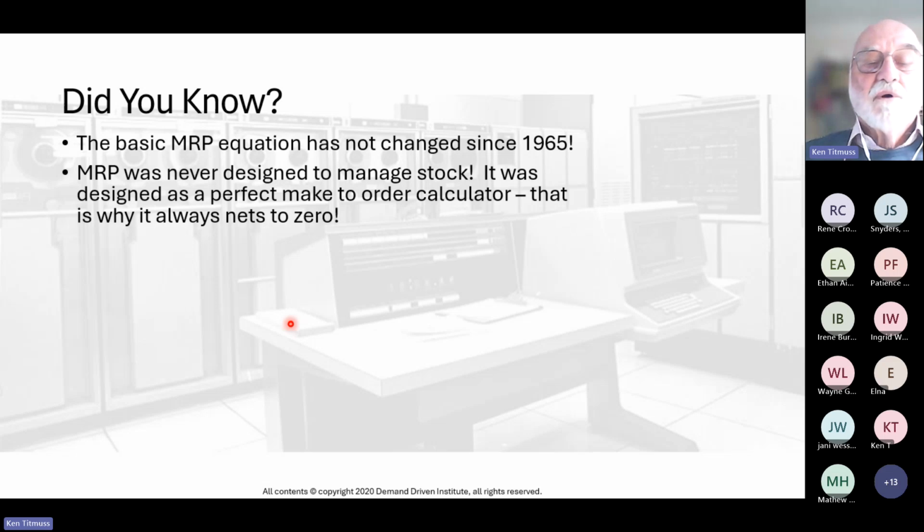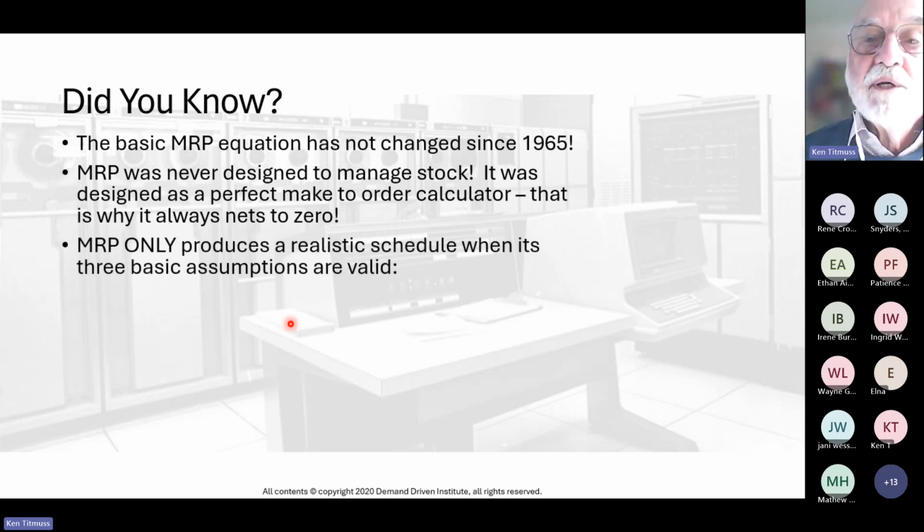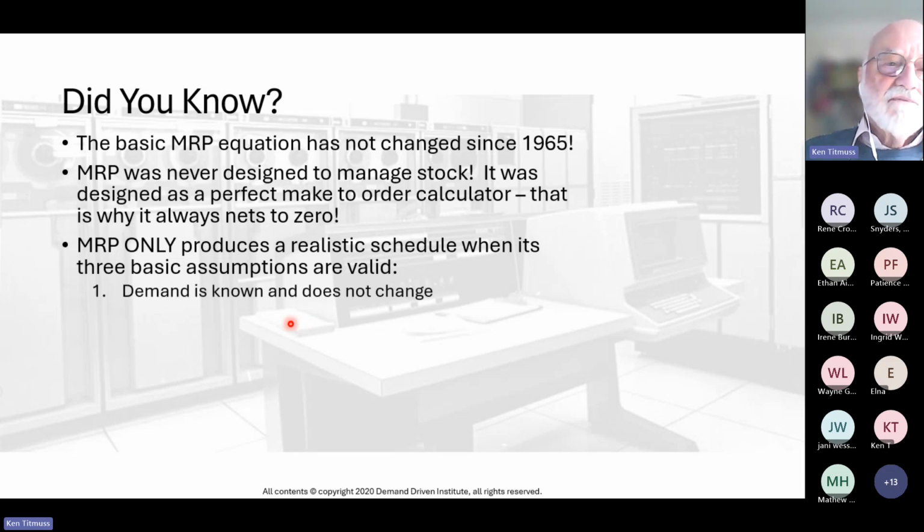I'll tell you exactly what you want, and we'll end up with zero inventory. It doesn't get any better than that, of course, until something goes wrong, and then we don't have enough material. So MRP only produces a realistic schedule when these three basic assumptions are valid.